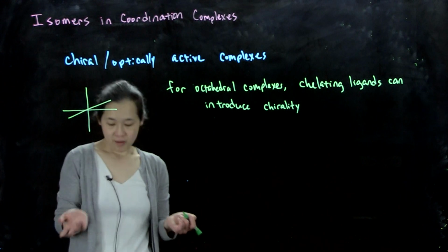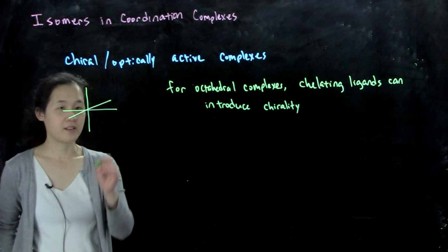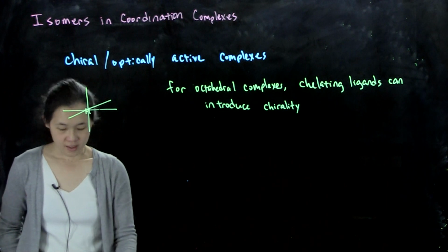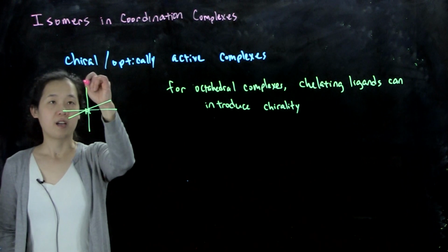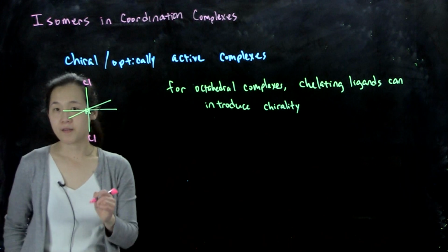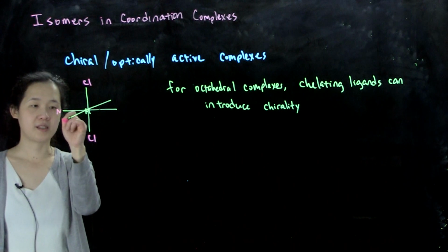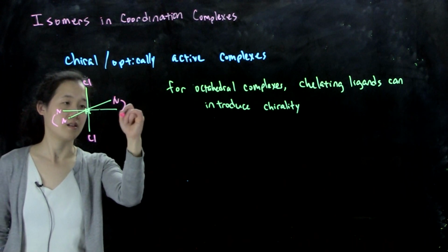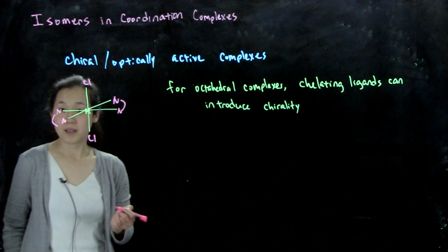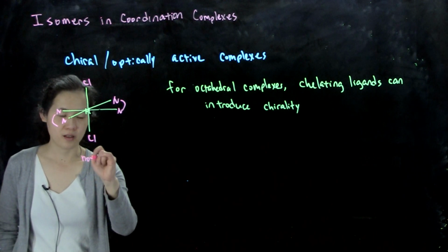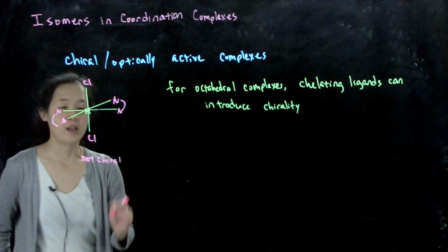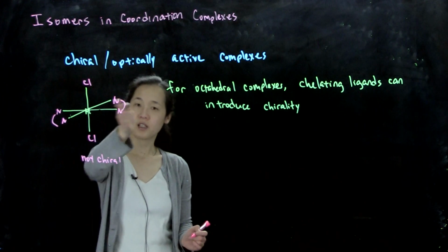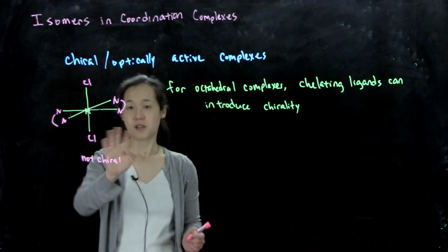So for example, suppose I have my metal here, and suppose I have 2 chlorides here, but then I have 2 chelating nitrogen-based ligands. This could be ethylene diamine, it could be bipy. This one, of course, has a mirror plane, so this is not chiral. We could draw a mirror plane right down this middle axis and have these 2 ligands mirror onto each other. So this is not chiral.